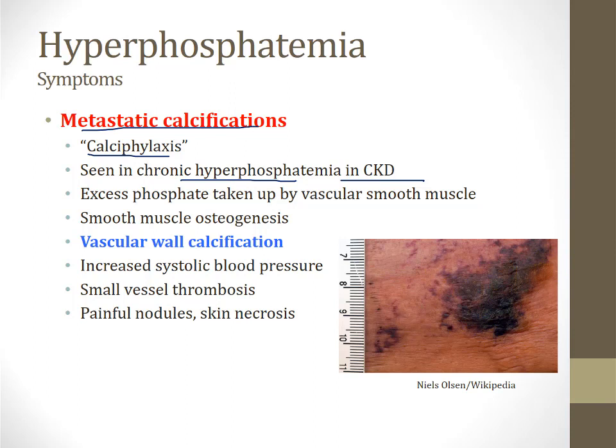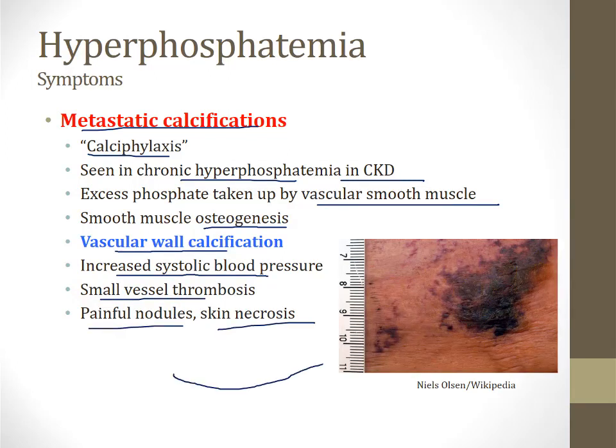What happens is the high phosphate levels lead to phosphate being taken up by vascular smooth muscle, and then the blood vessels basically undergo a process of osteogenesis where they become more like bones. As a result, the vascular walls become calcified. This can lead to increased systolic blood pressure because there's less vascular compliance. It can also lead to thrombosis of small blood vessels, and this can lead to painful nodules and skin necrosis. And this is a picture on the screen of someone with calciphylaxis and necrosis of the skin from this process.